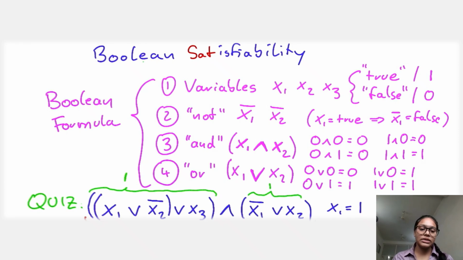Here is a quiz based on the Boolean formula. Here we have x1 to be 1 and x2 to be 1. So x1 or NOT x2 or x3 is evaluated as 1, and NOT x1 or x2 is evaluated as 1. So the AND operation between two true values also results in true.